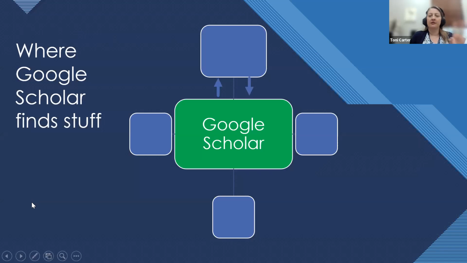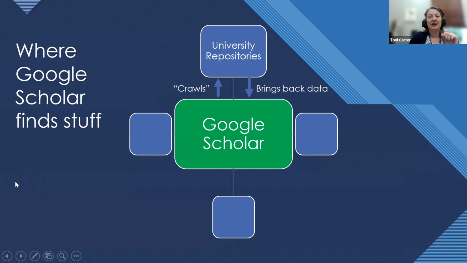Okay, so I'm almost done talking about what's in it and where it finds things, but this is also important. Where Google Scholar finds its stuff. Have you ever thought about that? Do you care? As long as it's there, I think it's good to have this information. The front one, this isn't all the places, but these are some of the big places where it's going to find things. And one of them is university repositories.